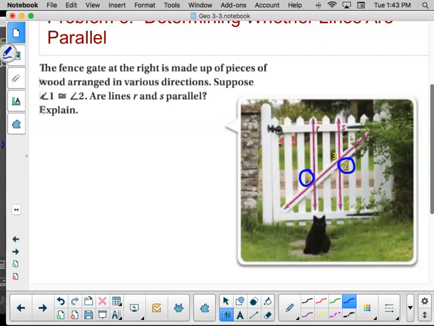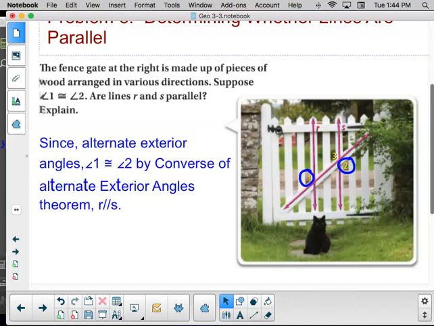That's true. They are alternate exterior. I was thinking about 3. But that's all right. Thank you. So we got alternate exterior. Okay, you okay with that? Do I have a converse to make things parallel by alternate exterior angles? Yeah. So here's the deal. I've written it out. Since alternate exterior angles 1 and 2 are congruent, by converse of alternate exterior angles, R is parallel to S. And I wrote it out. I want to make sure that it's clear.